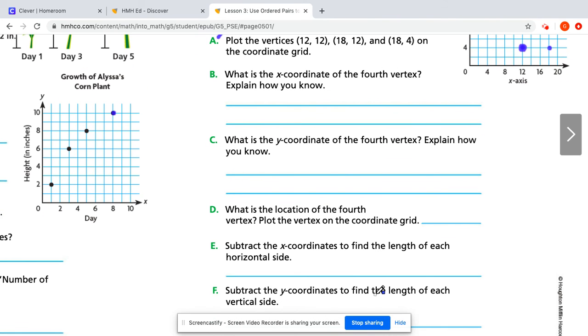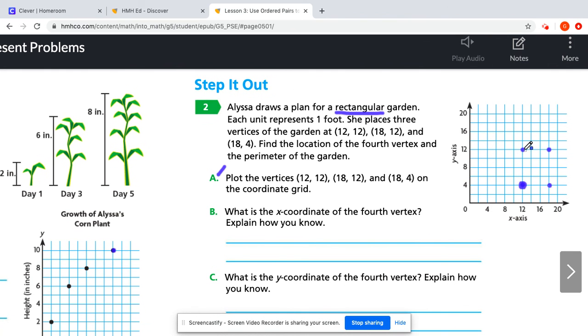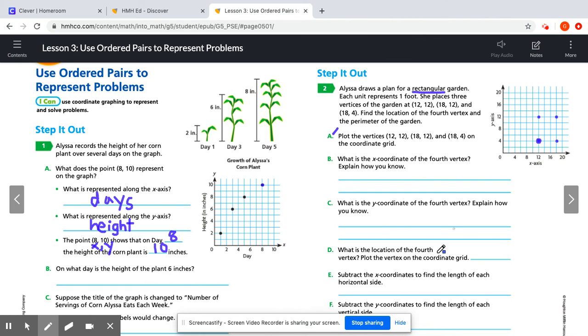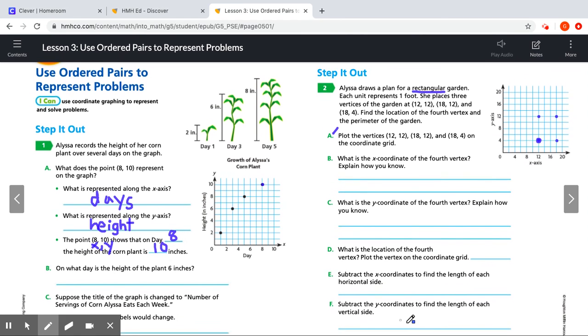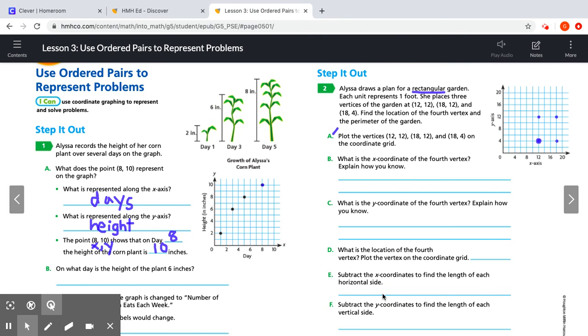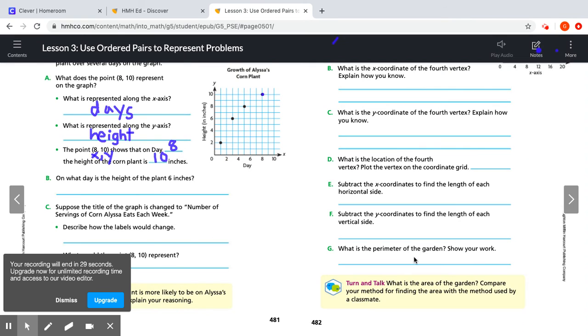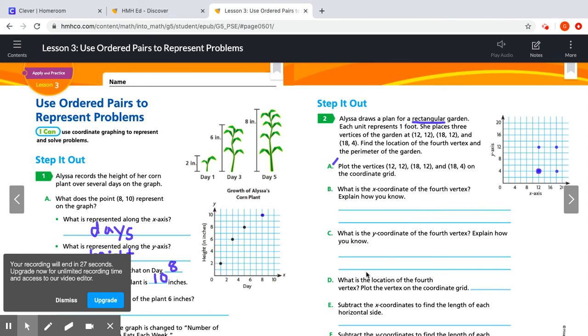And then subtract the y-coordinates to find the length of each vertical side. So we will subtract from here to here, from here to here. Only the y points, and here you'd be subtracting the x points to figure out the lengths. Or you could count all around. And finally, it wants to know what is the perimeter of the garden, and you would just show how you added all the sides up.